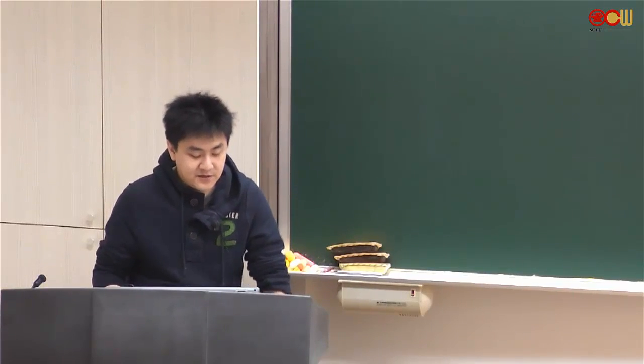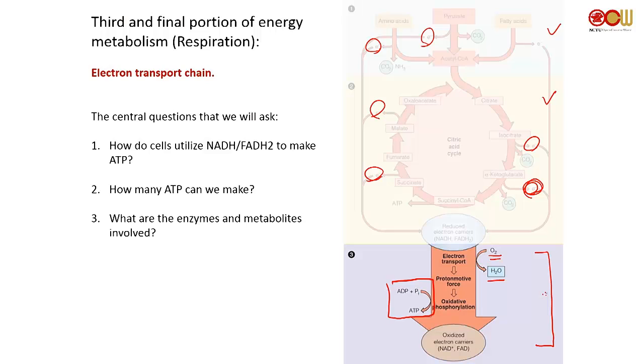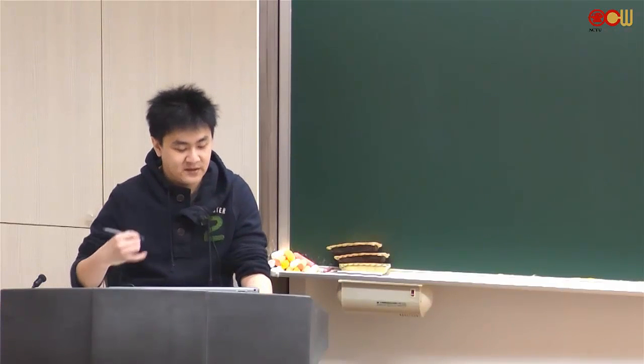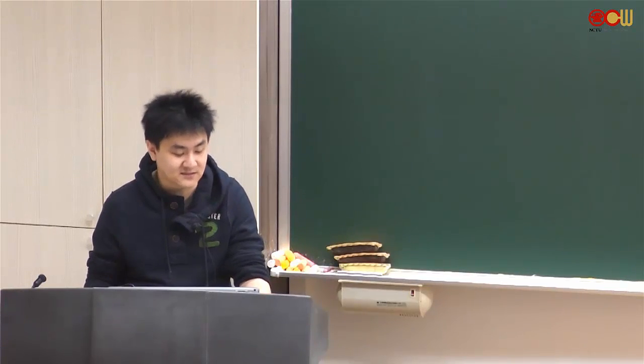All right. Here are some of the central questions that we will ask. One, how do cells utilize NADH and FADH2 to make ATP? How does this process work? Number two, how many ATP can we make per NADH or per FADH2? And number three, what are the enzymes and metabolites involved? You know, biochemistry. We're here to talk about the enzymes and metabolites involved in this entire process.